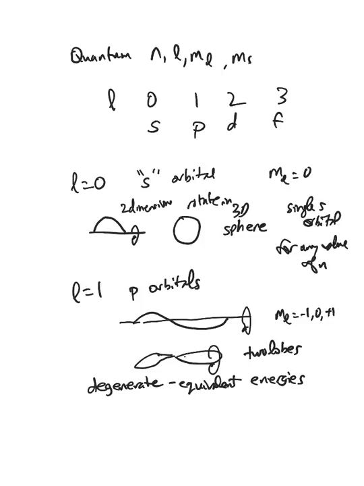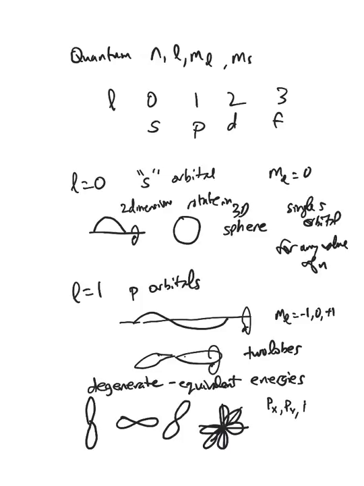And so if we were to take these 3 p orbitals and put them on Cartesian coordinates, putting them all together, we would come up with something like this. So we could further label these orbitals as being px, py, and pz.